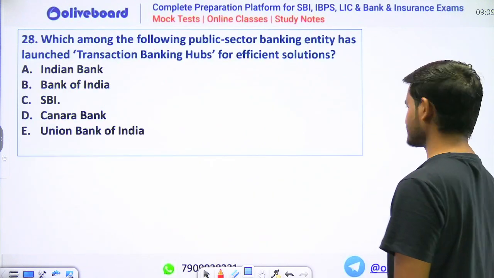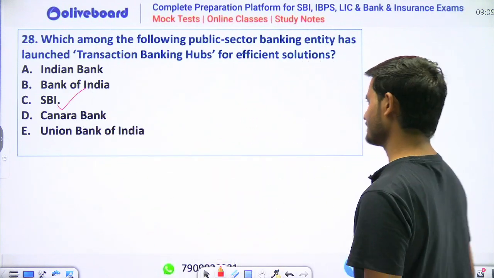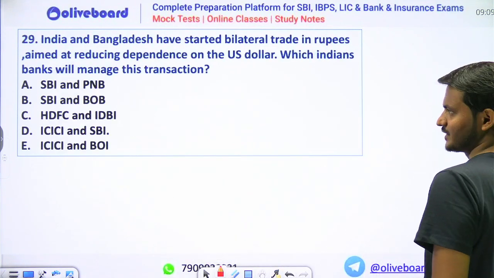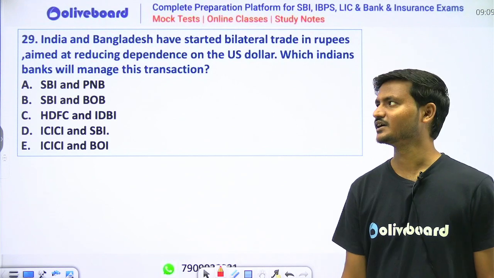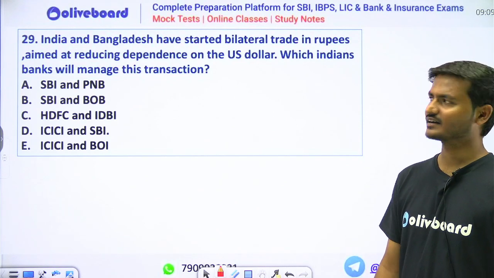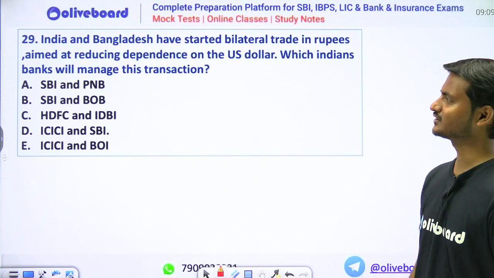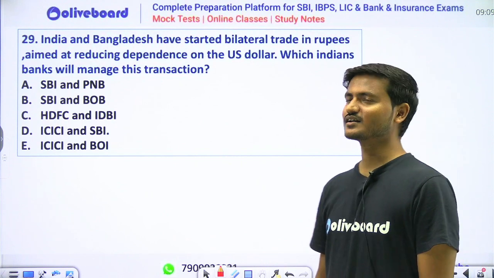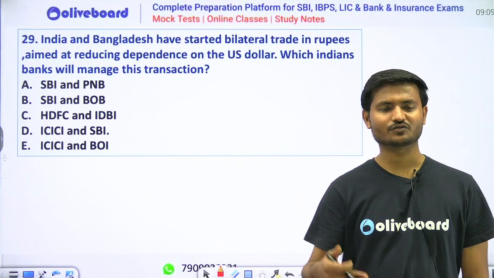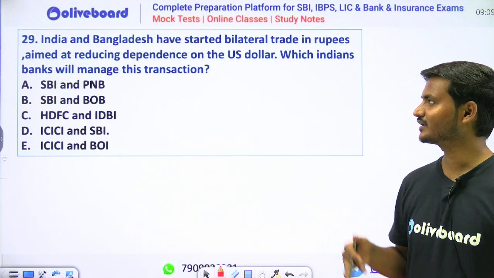SBI is the answer. So here the answer is D, that is SBI. Okay. Now next question. India and Bangladesh have started bilateral trade in rupees aimed at reducing dependency on the US dollar, and that is a good initiative because with the help of such initiatives, we are increasing the value of the Indian rupee in the international market.